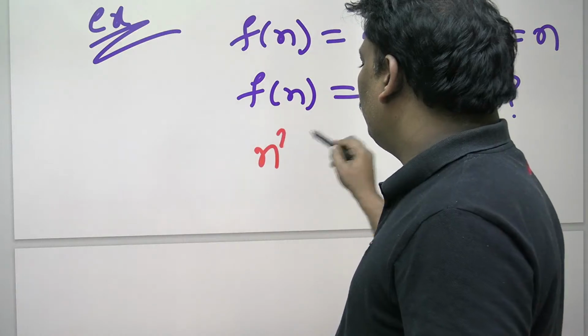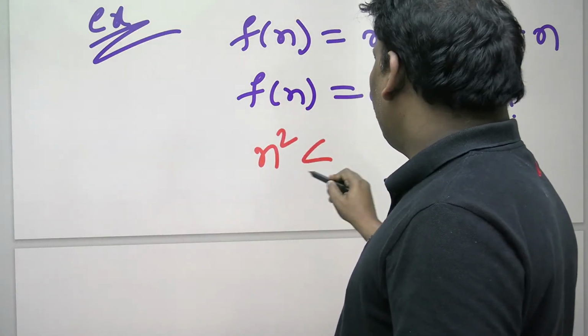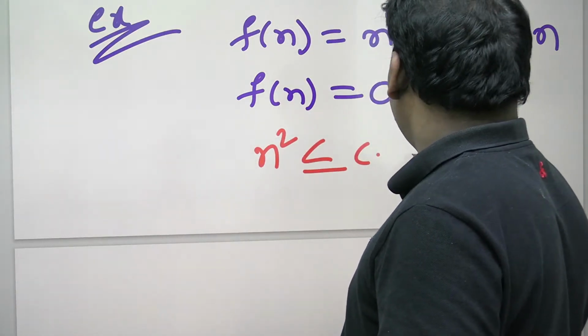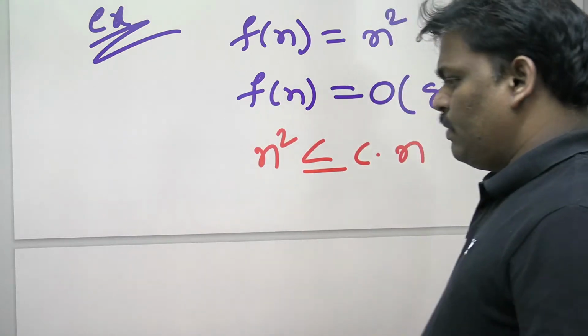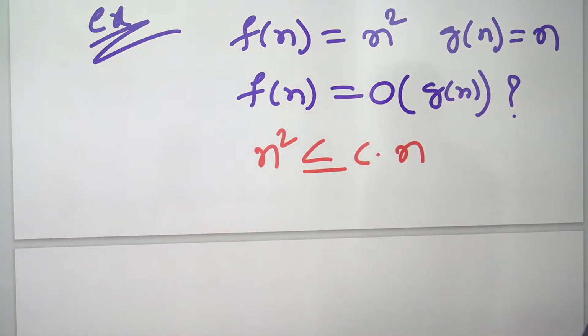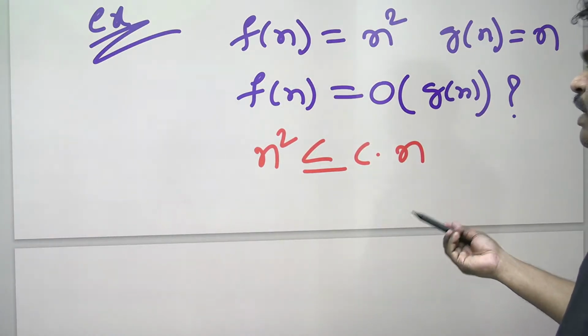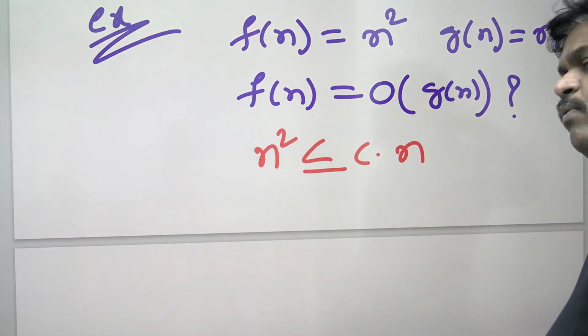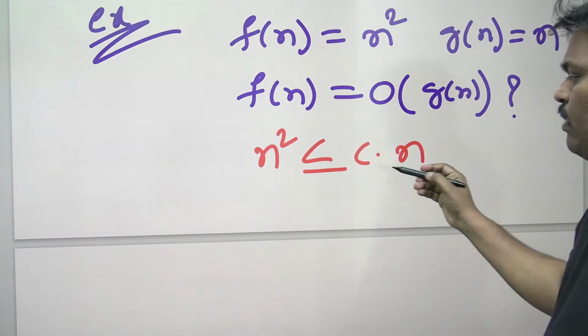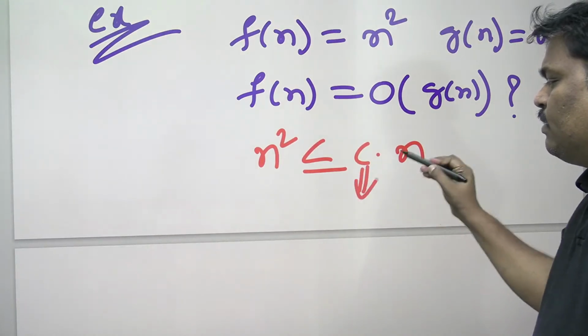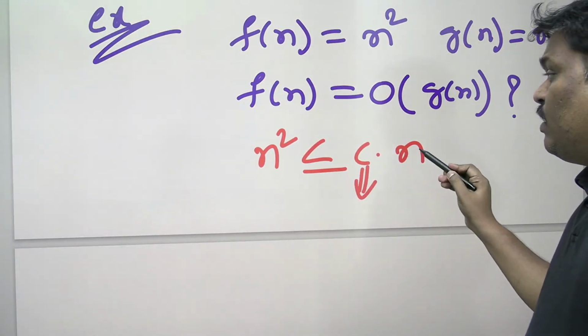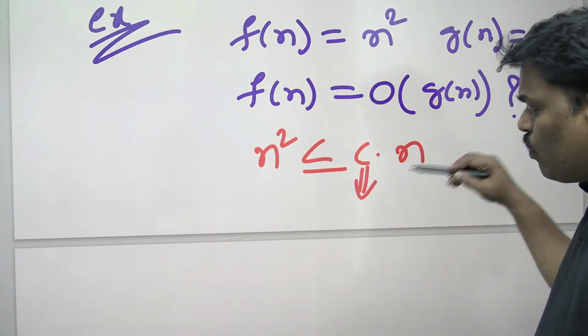f of n is n square. Big O means less than or equal to some c into g of n. g of n is n. So f of n, n square, is less than or equal to some c into g of n. To be frank, left, right, who is bigger? Left is bigger. I want to prove right is bigger or equal. Can you say what is the possibility for c? Right should be more; equal is also okay.